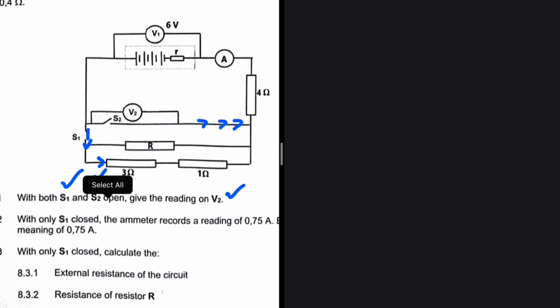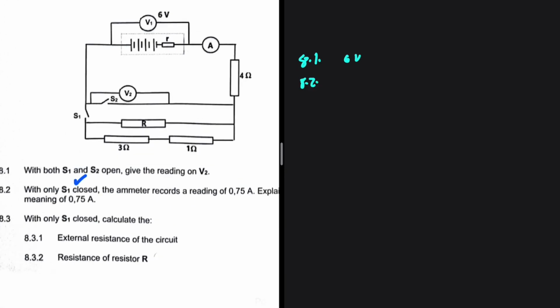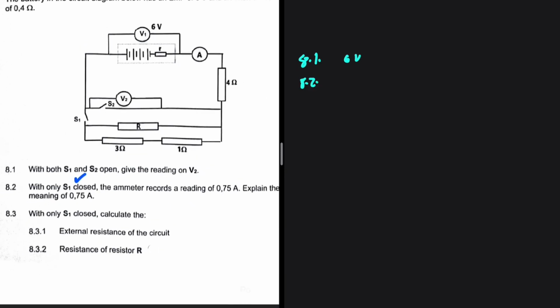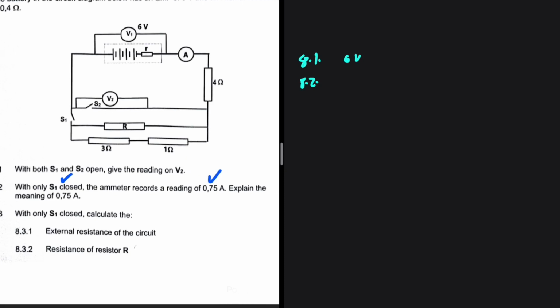Why do I say so? The only path is the voltmeter, and no current can flow through that voltmeter. What V2 will be reading is the EMF, which is 6 volts. With only S1 closed, the ammeter records a reading of 0.75 ampere.